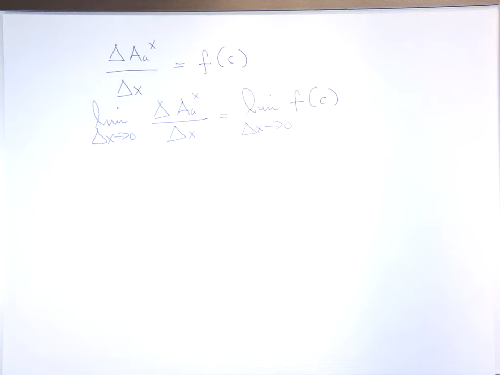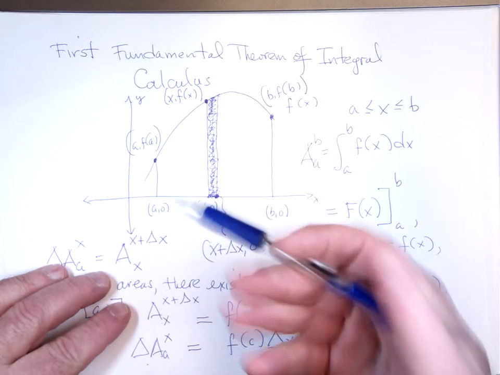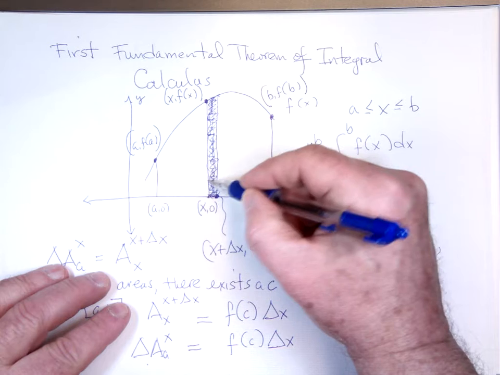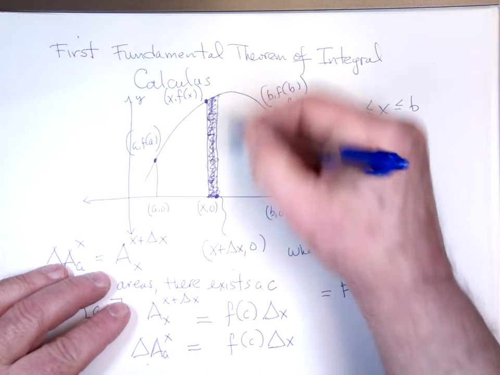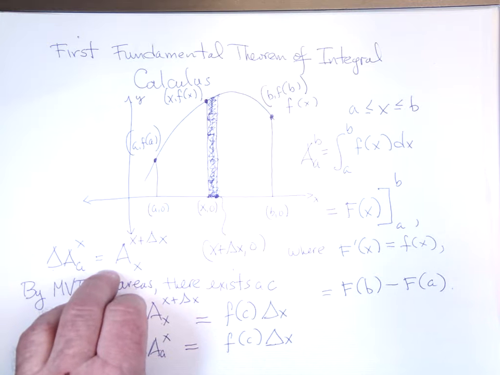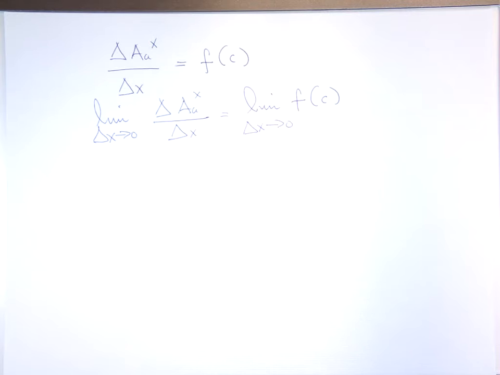Okay, let's look at the right-hand side first. I'm going to let delta x go to 0. I'm going to ask you this. What happens to f of c as delta x goes to 0? As that interval gets narrower and narrower, as this line here gets pushed this way to the left, the c is going to be in there. But what happens to f of c? What does it get closer and closer to becoming as delta x goes to 0?